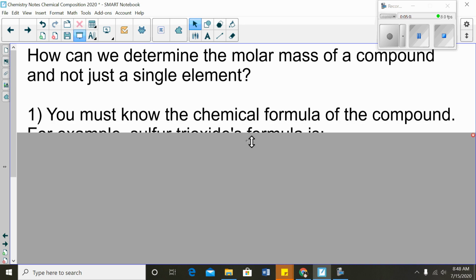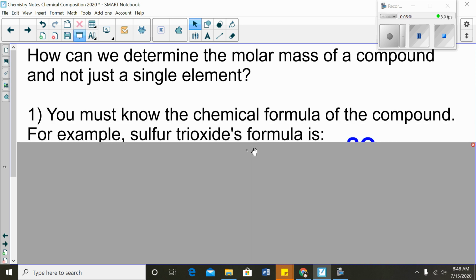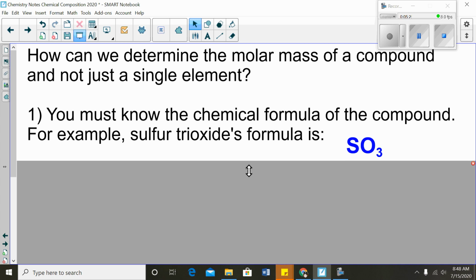Well, you must know the chemical formula of the compound. So for example, sulfur trioxide's formula is, do you know it before I reveal it? This is molecular, this is type 3, there's no charges, there's no polyatomics. You just write what the formula tells you. Sulfur would be S, the tri is 3, and oxide is O. So this is SO3.